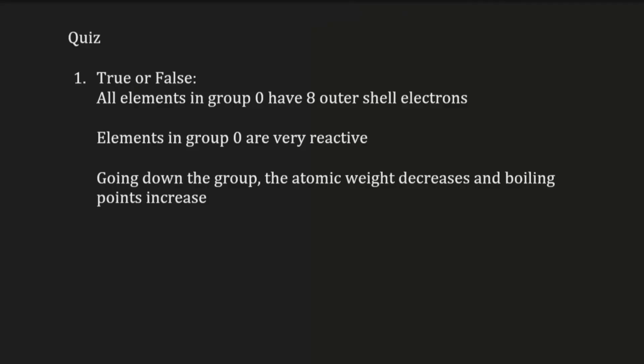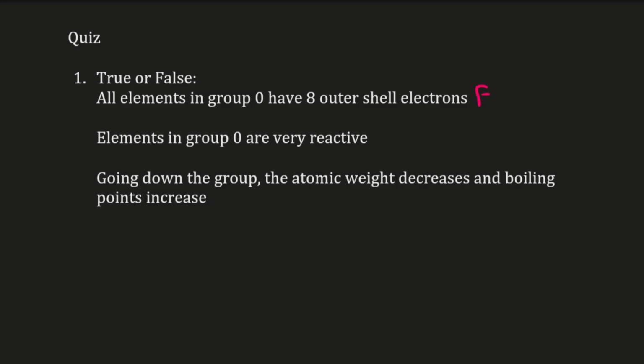Quick little true or false to see what you remember. Feel free to pause the video and have a go. Let's go through the answers now. Question 1 then, or it's the only question, true or false. All elements in group 0 have 8 outer shell electrons. This is false. Most of them have 8 outer shell electrons. Remember, helium has 2 outer shell electrons. What they do all have in common is they all have a full outer shell.